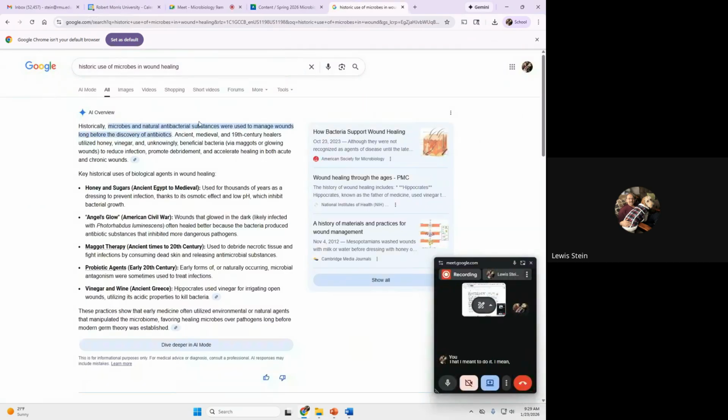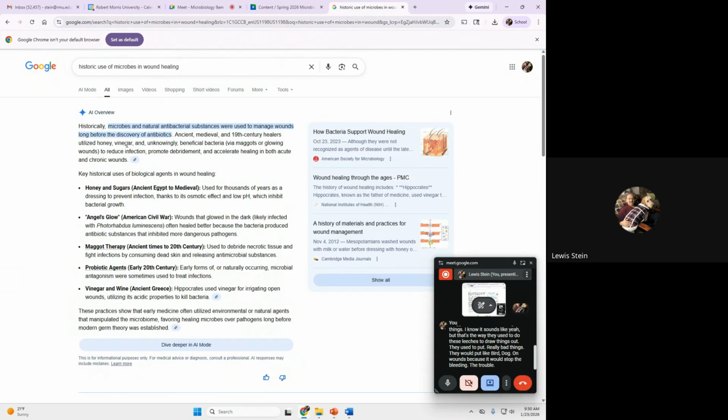Microbes and natural antibacterial substances were used to manage wounds long before the discovery of antibiotics. And it's true. People used to put maggots because it would gobble up debris and there'd be microbes on the maggots themselves. They're living things. I know it sounds like yuck, but that's the way they used to do. They used leeches to draw things out. They used to put really bad things. They would put like bird dung on wounds because it would stop the bleeding.